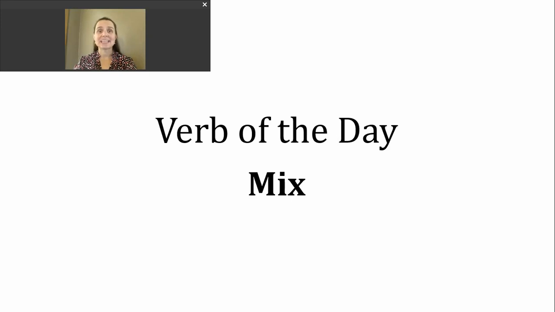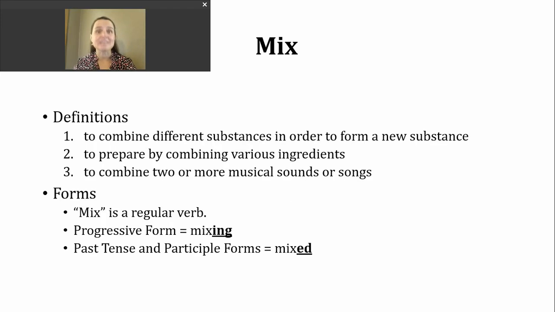Today's verb is mix. Let's take a look at some of the meanings or definitions for this verb. The first way we tend to use this verb is to mean to combine different substances in order to form a new substance. A second way that this verb is used is to mean to prepare by combining various ingredients.